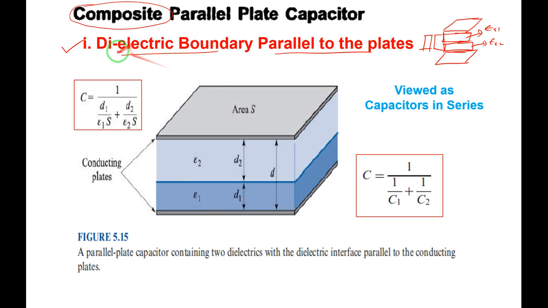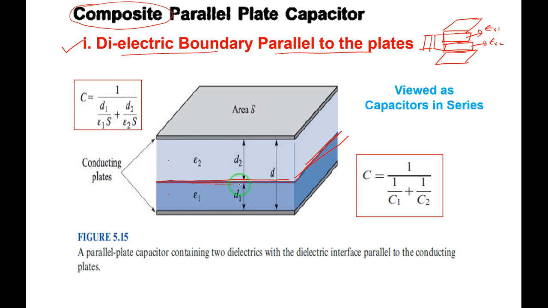You can observe here the dielectric boundary is parallel to the plates. This is one dielectric material, this is another, and this is the boundary. This boundary is parallel to the plates. If this boundary is vertical like this, then it is normal to the plates. That is the second case we will see. So the boundary between two perfect dielectric materials is parallel to the plates. There is a derivation, but we will not see it. We can view this arrangement.